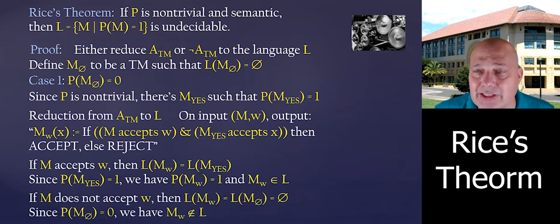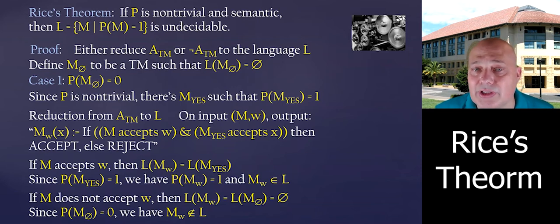If M does not accept W, so ⟨M,w⟩ is not in A_TM, then L of M_W is L of M naught, because we're just not going to accept anything. The only way to accept something is if M accepts W. We cannot accept any string if M doesn't accept W. Therefore, the language is going to be the empty language.